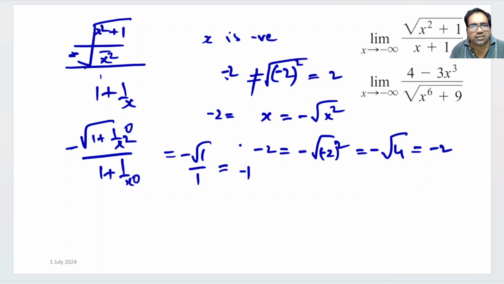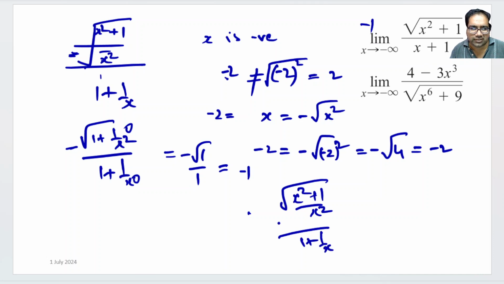Okay, so please notice it is not plus 1. The limit is equal to minus 1. If x is plus infinity, then we could have directly taken this x inside, as the square root of x square plus 1 by x square over 1 plus 1 by x, if x is greater than 0. But when x is less than 0, we cannot write x equal to under root x square.